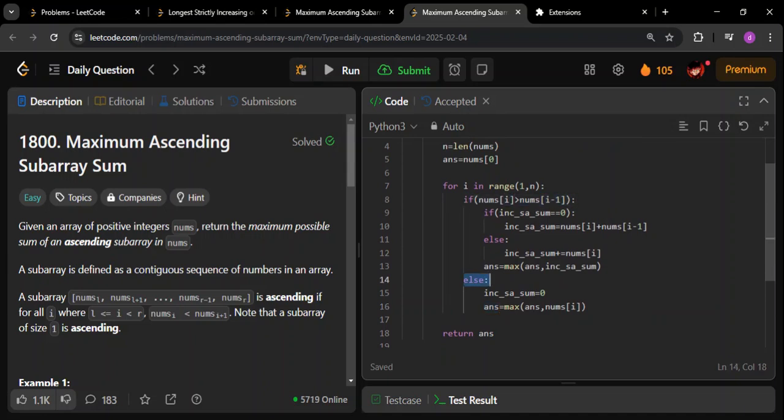But here there is a catch, though we are making this 0. See what is happening: the current element is smaller than or equal to the previous element. For that reason, the subarray that is forming is not a strictly increasing subarray. So this is made 0. But since the element could be a bigger one, we are just comparing it here.